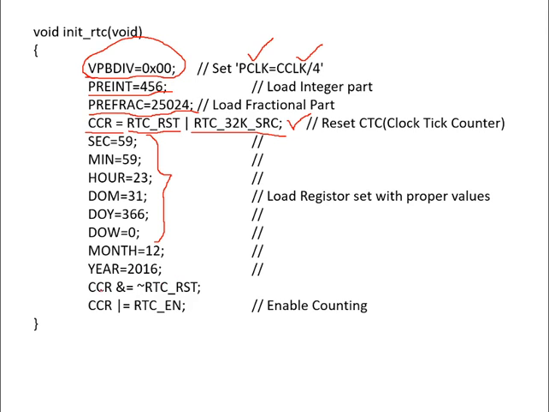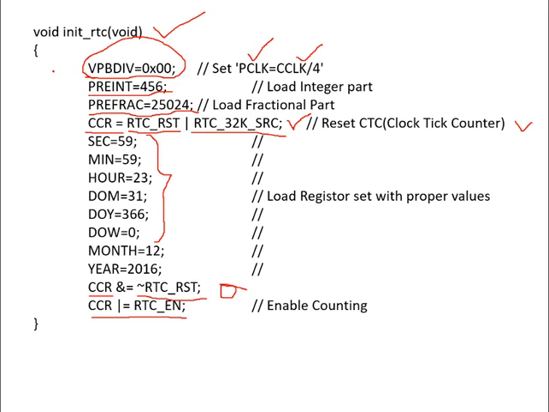Okay, next here CCR. CCR is ANDed with the complement of the reset bit. Means here we have reset it, and here we have removed the reset. So the RST signal is made 0 here, and then enable the counting. Start the counting. This is the initialization of the RTC we have done here.